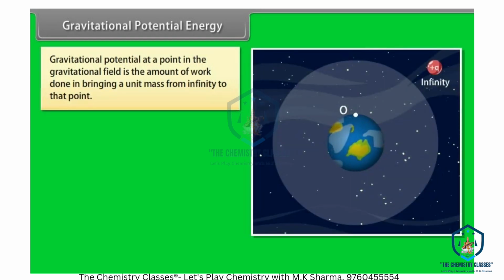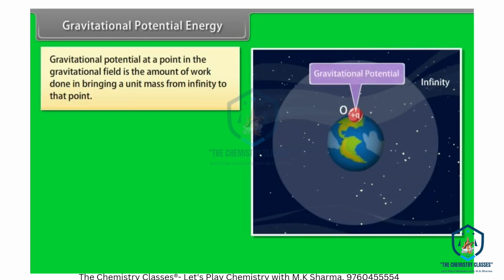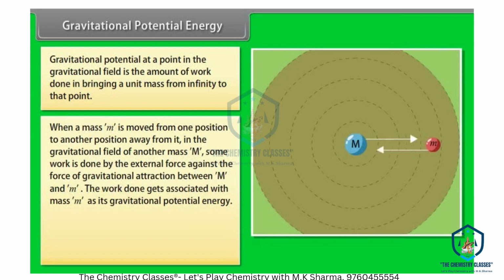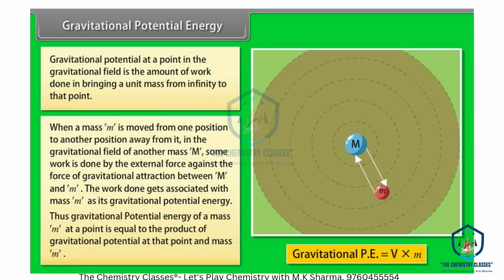Gravitational potential energy. Gravitational potential at a point in the gravitational field is the amount of work done in bringing a unit mass from infinity to that point. When a mass m is moved from one position to another position away from it in the gravitational field of another mass M, some work is done by the external force against the force of gravitational attraction between m and M. The work done gets associated with mass m as its gravitational potential energy. Thus, gravitational potential energy of a mass m at a point is equal to the product of gravitational potential at that point and mass m.